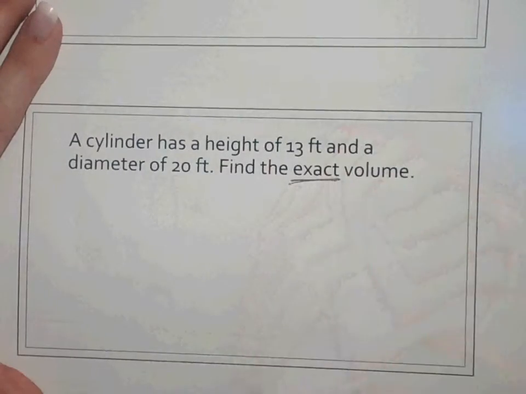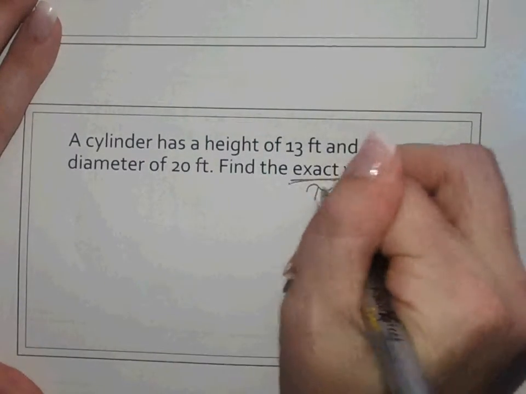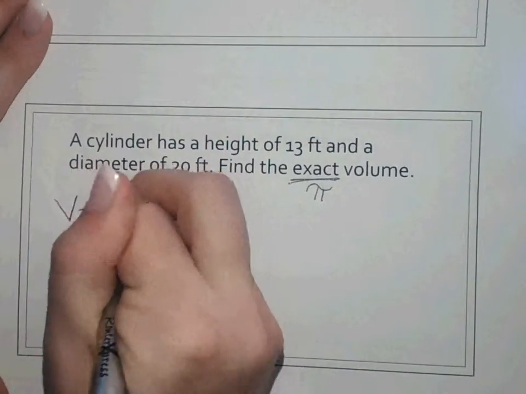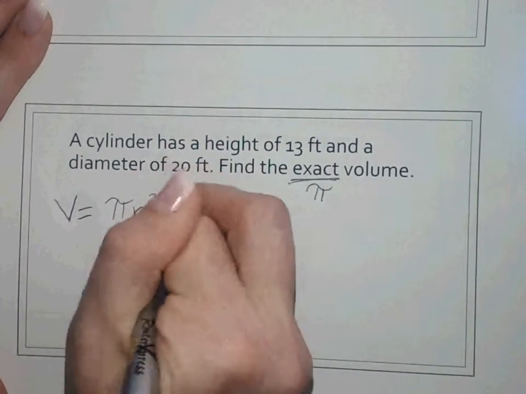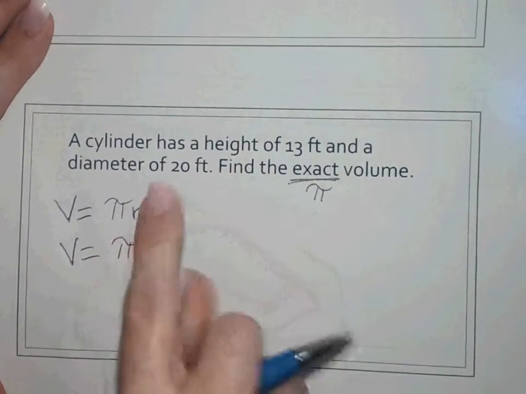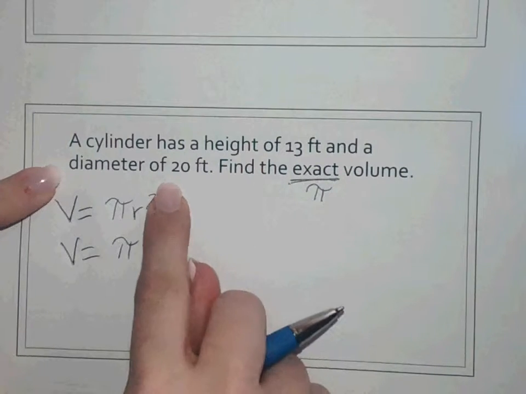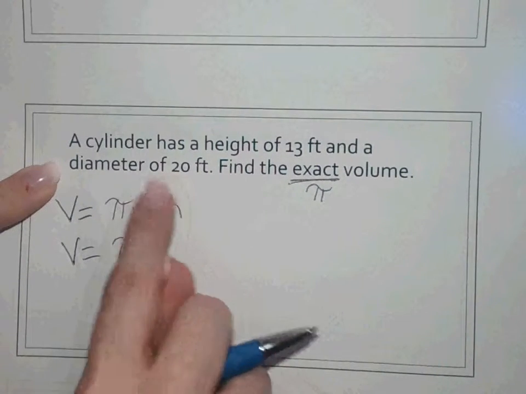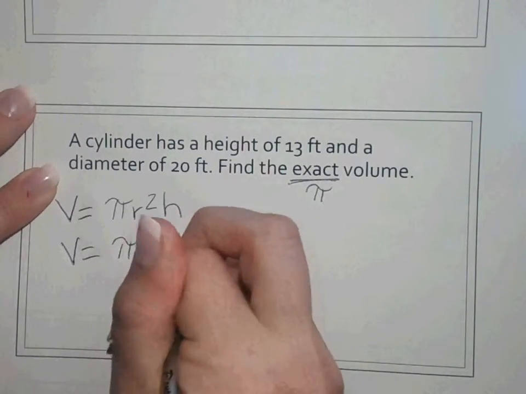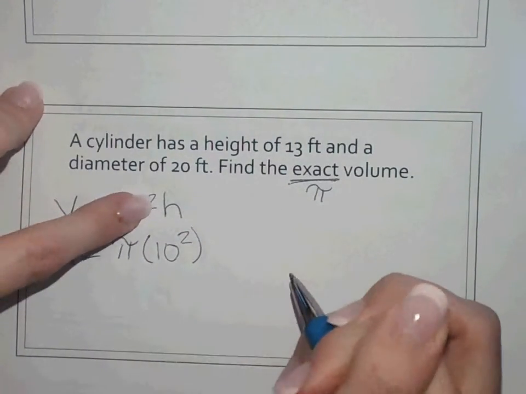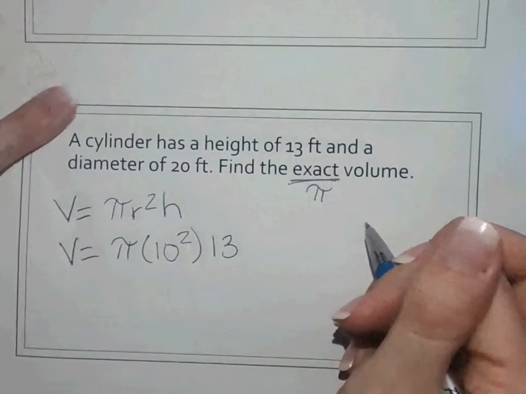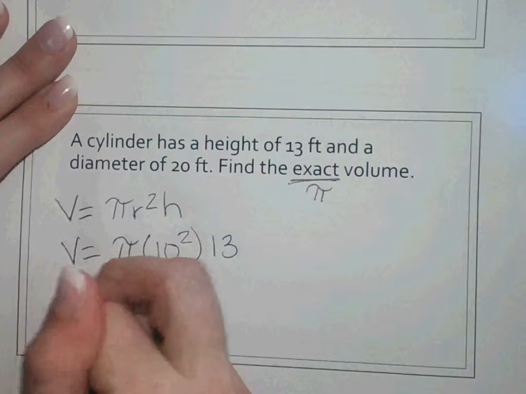Okay, a cylinder has a height of 13 feet and a diameter of 20 feet. Find the exact, which means leave it as pi, okay, volume. So we want V equals pi r squared times the height. So we're going to leave pi. The radius, oh, they don't give us the radius, they give us the diameter. So the radius is half of this. Half of 20 is 10 squared times the height, which is 13. And we are doing feet, so at the end we're going to end up with feet cubed.